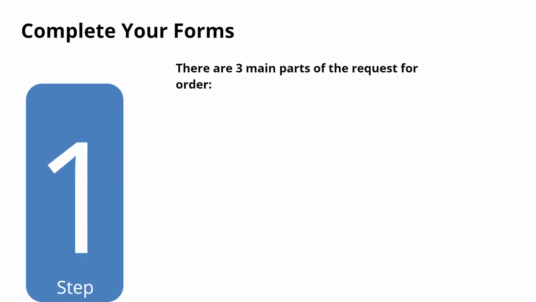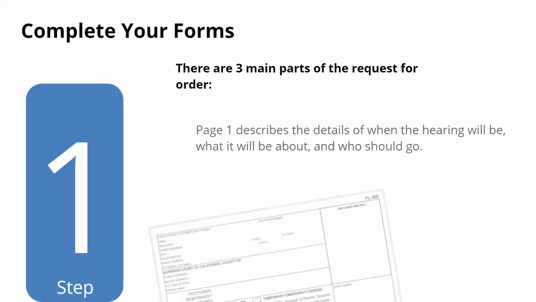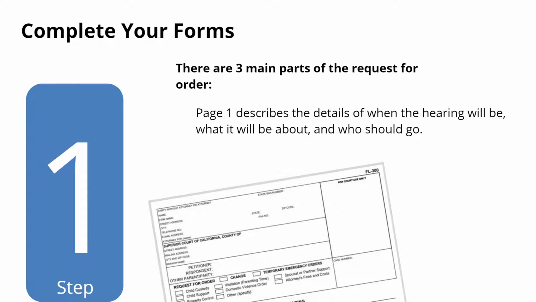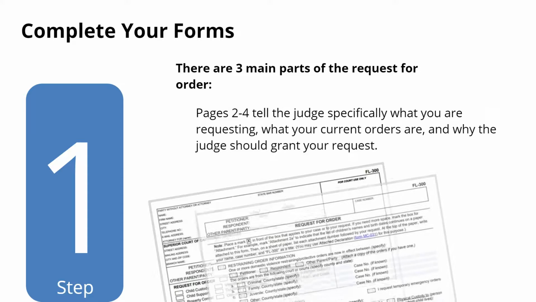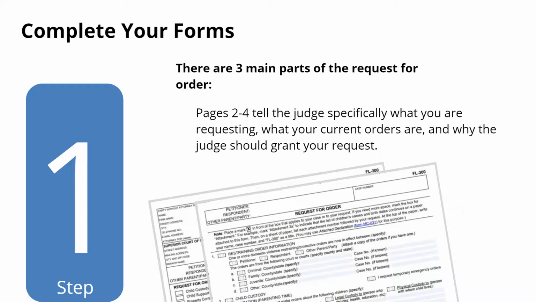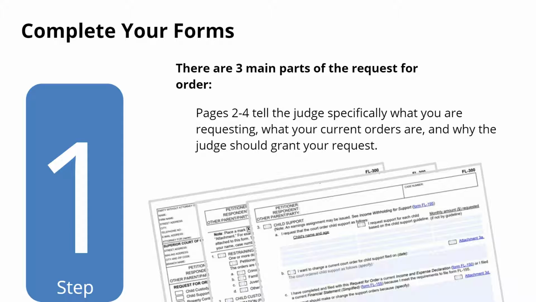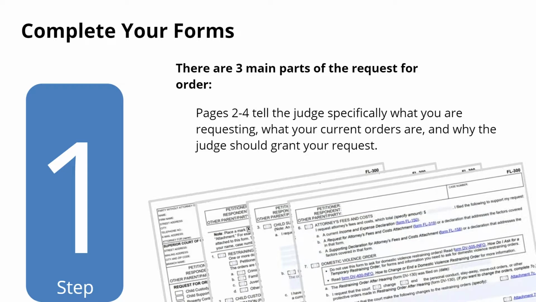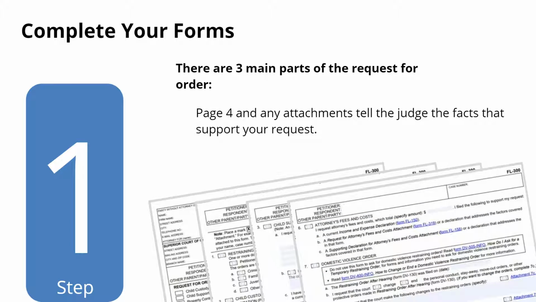Step 1. How do I fill out my forms? There are three main parts of the request for order. Page 1 describes the details of when the hearing will be, what it will be about, and who should go. Pages 2 through 4 tell the judge specifically what you're requesting, what your current orders are, and why the judge should grant your request. Page 4 and any attachments tell the judge the facts that support your request.